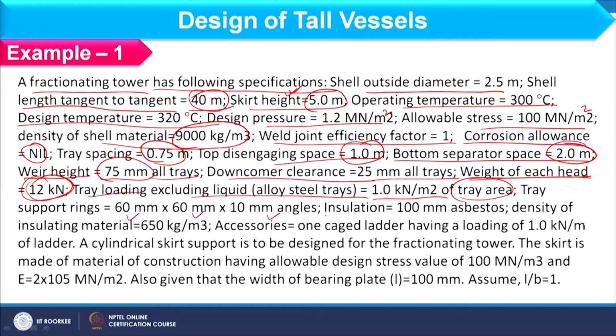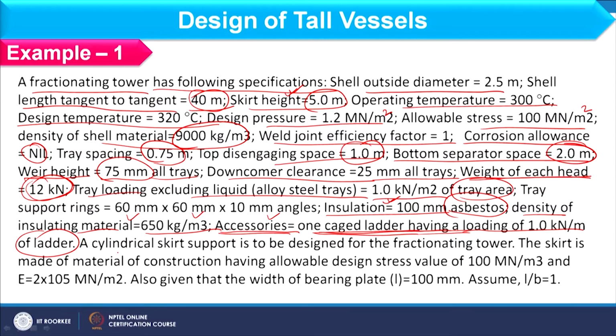Okay. Further, insulation of 100 mm is required, which is of asbestos, and that insulation is basically placed at the outer surface of the shell. Density of the insulating material is given as 650 kg per meter cube. Other accessories: one caged ladder is used, which is having the loading of 1 kilonewton per meter of ladder.